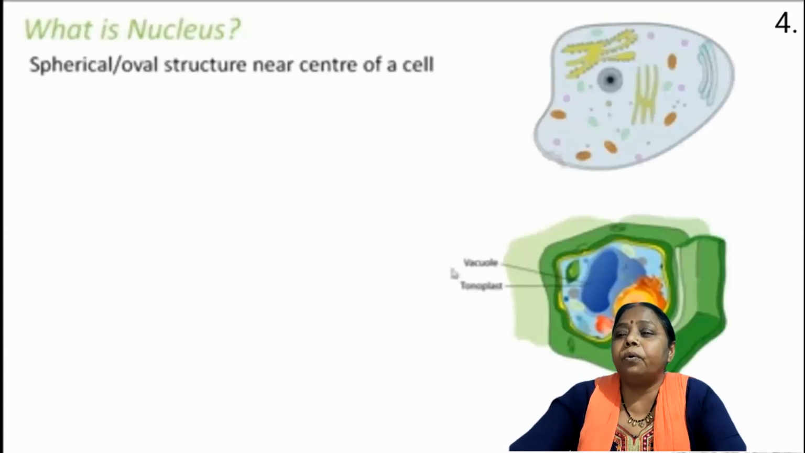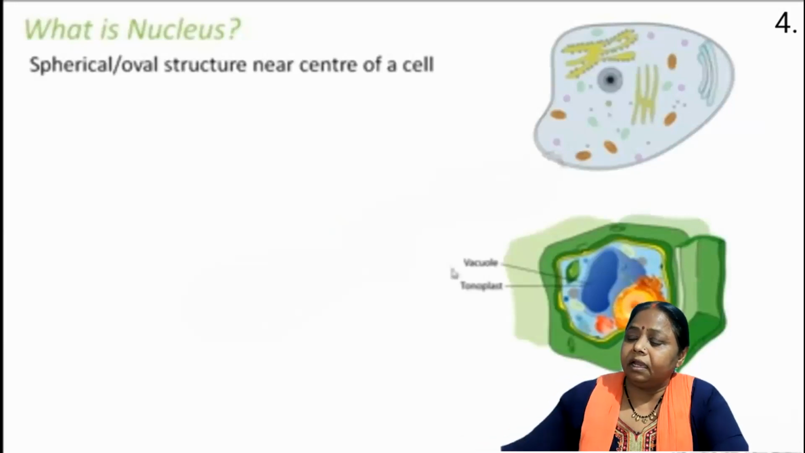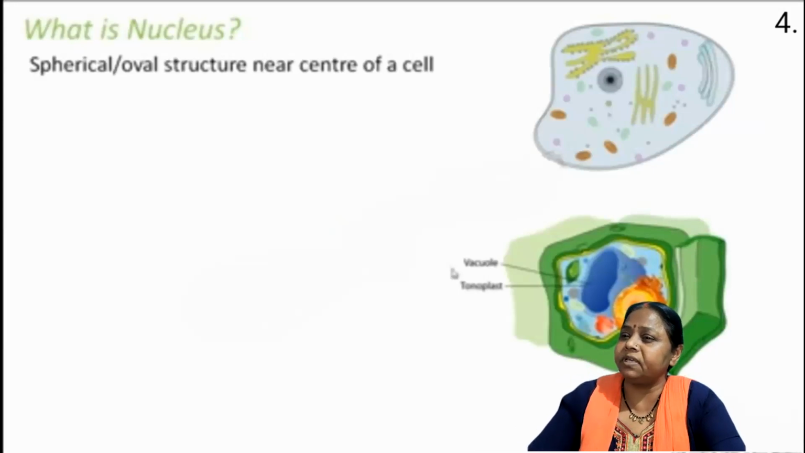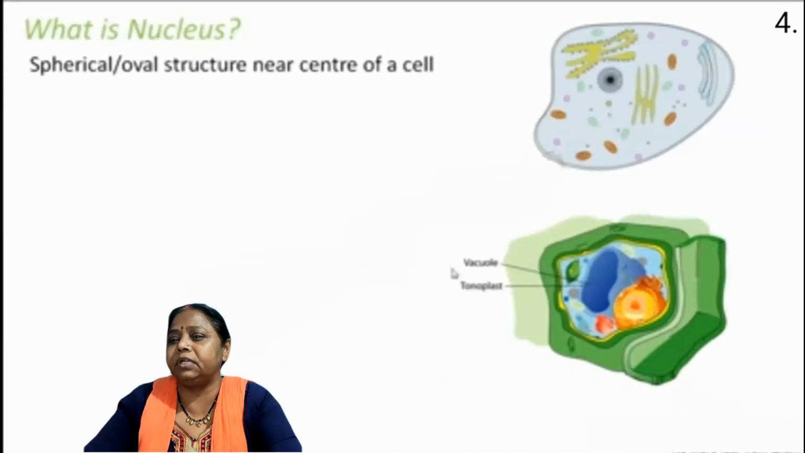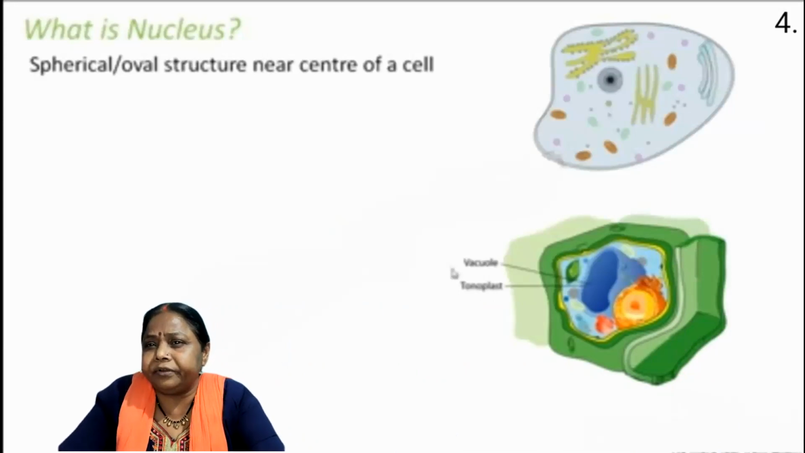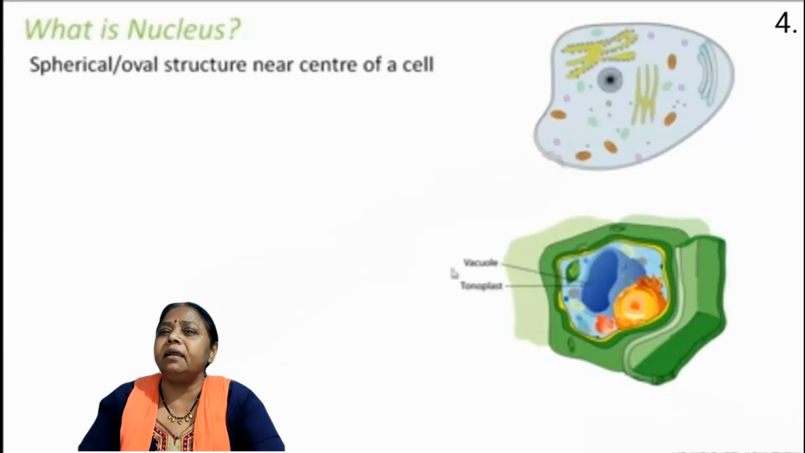Children, what is nucleus? In any cell we find nucleus. We know that all the cells do not have a proper nucleus. Some of the cells are having a proper nucleus, but there are many cells that do not have a proper, well-defined nucleus. However, nucleic material is present, that is nucleic acid is present. So it is generally found in most of the cells. It is spherical or oval in structure and it is found near the center of the cell.